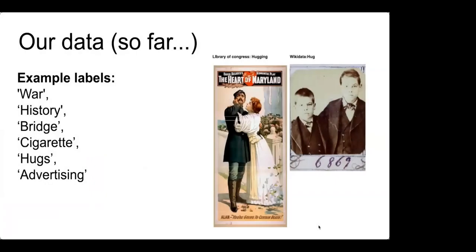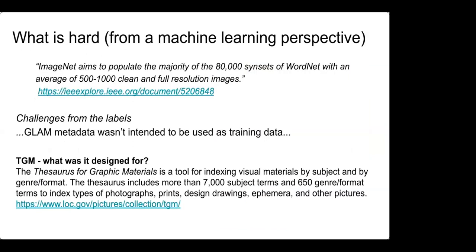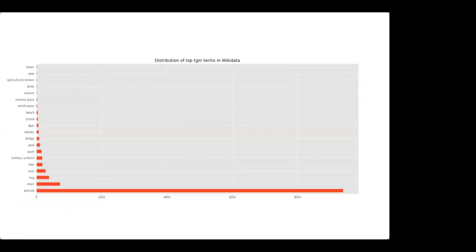In turning to look at the data that we've collected, we have images from the Library of Congress and Wikidata, and here are some examples of the labels that appear in our training data. Now, there's a number of challenges in using these images as training data, and a lot of these stem from the fact that the labels associated with these images weren't originally intended to be used as training data.